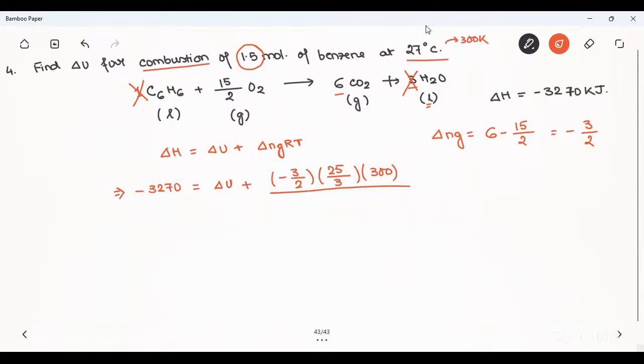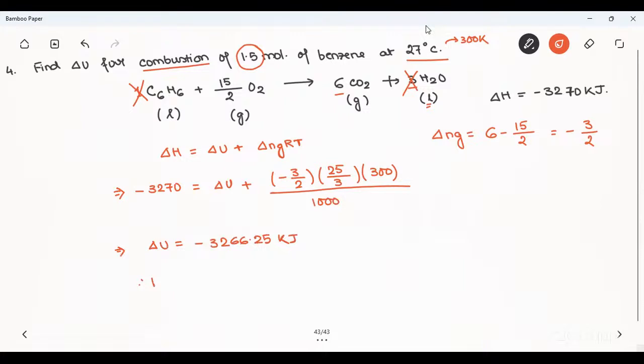Now we have to divide it to get kilojoules, so divide by 1000. See, in your question, if in place of kilojoule it was written joule, then you don't have to divide this by 1000. Since it is written in kilojoule, we are dividing it by 1000, because this NgRT we get in joules. Now you can just solve it. Delta U is equal to minus 3266.25 kilojoule. Now, this is for 1 mole.